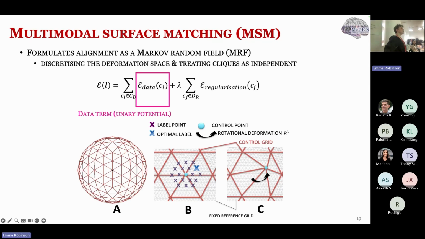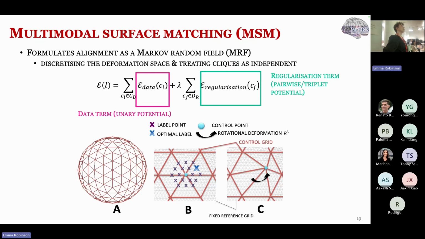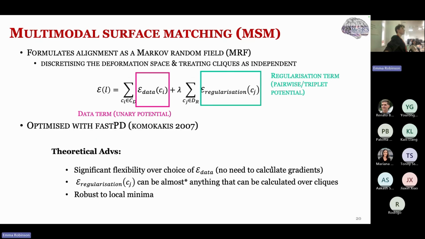So the data term is a unary potential. You're moving patches of data centered around the control point and looking at how well overlapping they are for each proposed move. And your regularization cost for your original MSM was a pairwise potential, so a first order, let's compare the displacements of neighboring points, but that is relatively weak regularization. So in MSM, the second MSM paper, we moved to a higher order regularizer.